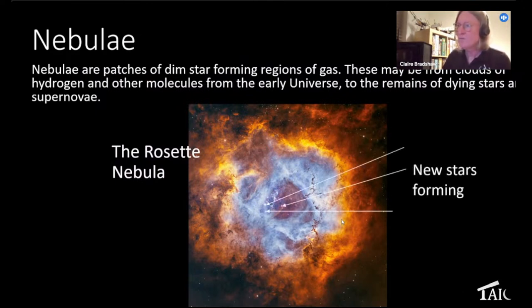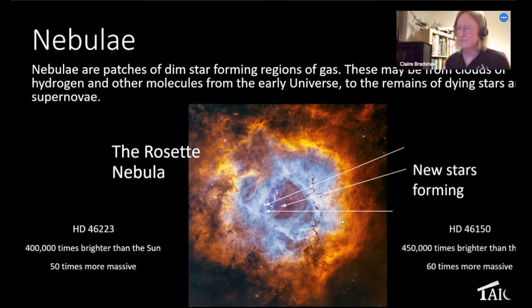So going into smaller things like nebulae: they are dim patches of gas that glow because of new stars forming inside them, including two that are enormous, 400,000 to 450,000 times brighter than the sun, and 50 and 60 times more massive than our own sun, which is enormous as is. Basically, nebulae are these massive star-forming regions.